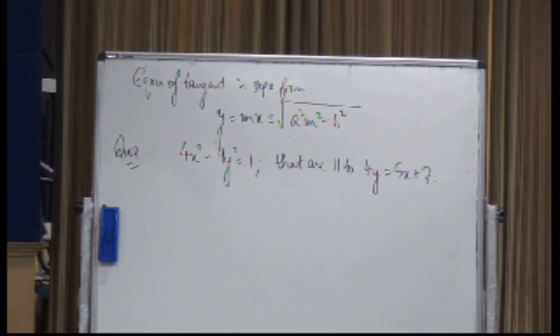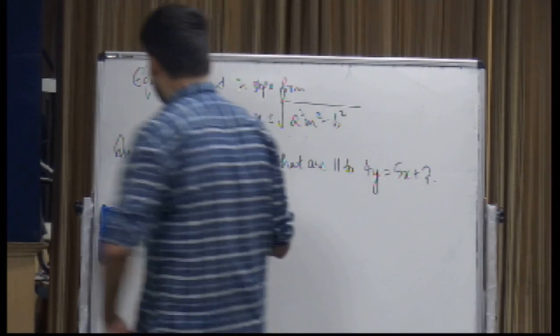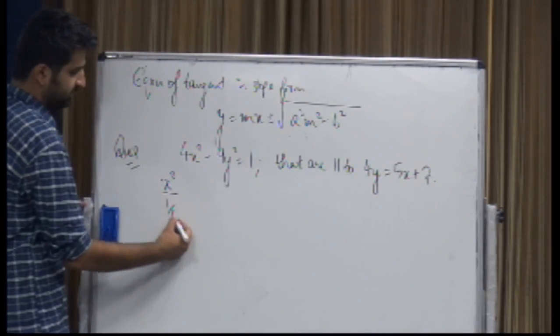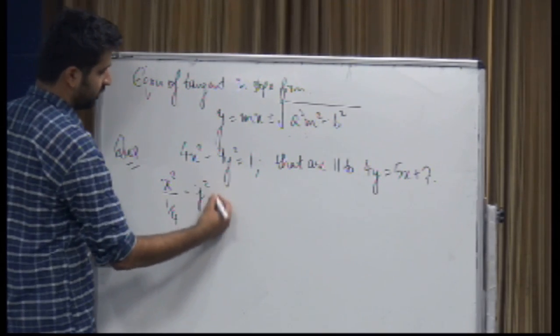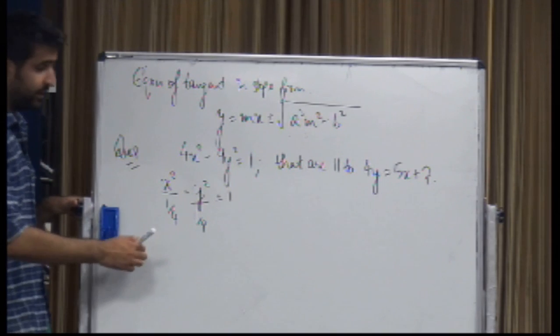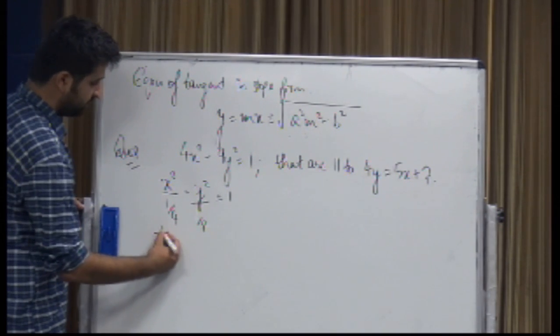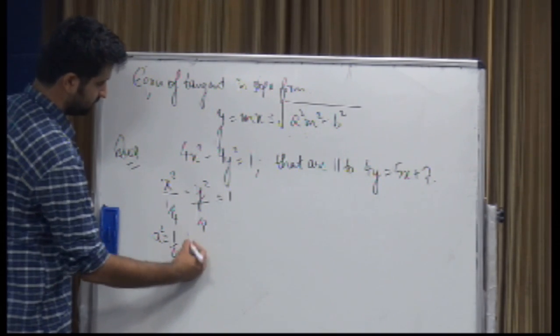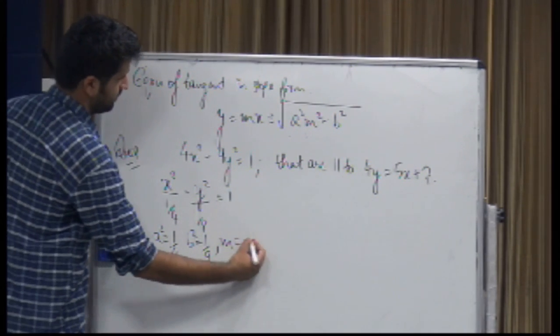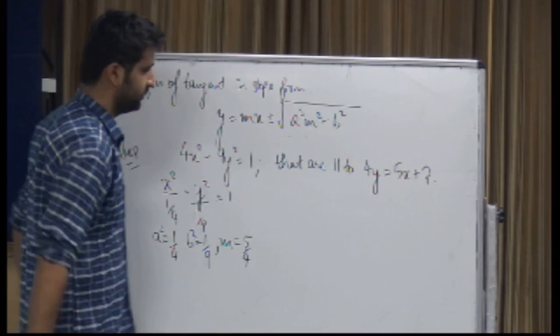Done. So if you convert it into standard form, you will get x square upon 1 by 4 minus y square upon 1 by 9. So this will be the first step, right? So the value of a square is, b square is, m is 5 by 4. Just put the values.